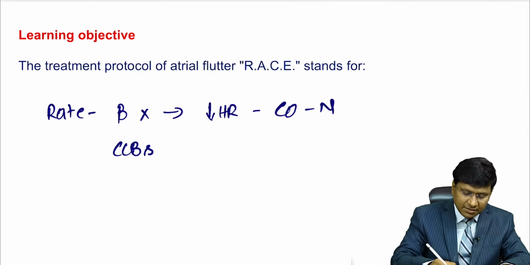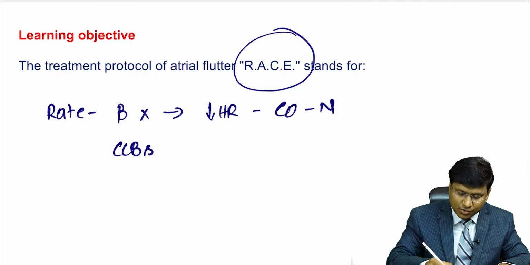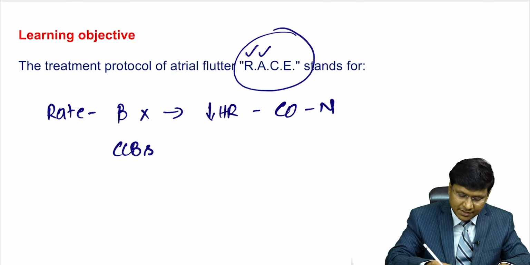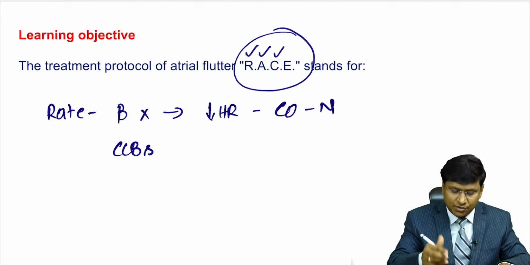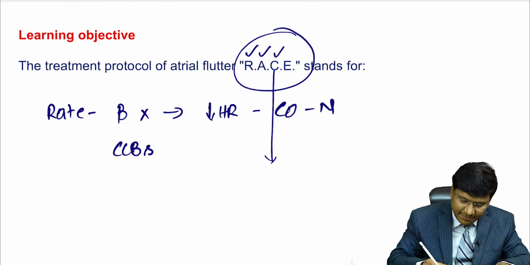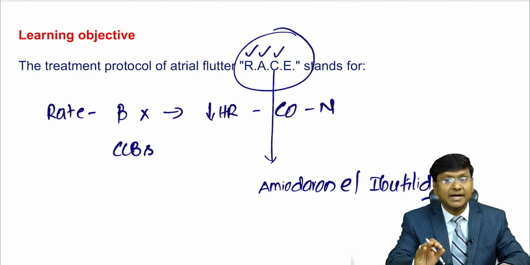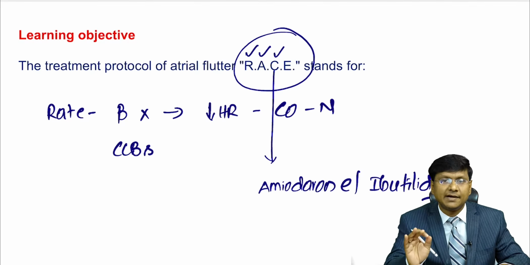So the learning objective is that this particular protocol has to be followed, that is RACE. R stands for rate control, A stands for anticoagulation, which has to be given before the cardioversion. Cardioversion is nothing but your rhythm control. Rhythm control is done either by amiodarone or by ibutilide. These two drugs will restore the normal heart rhythm.